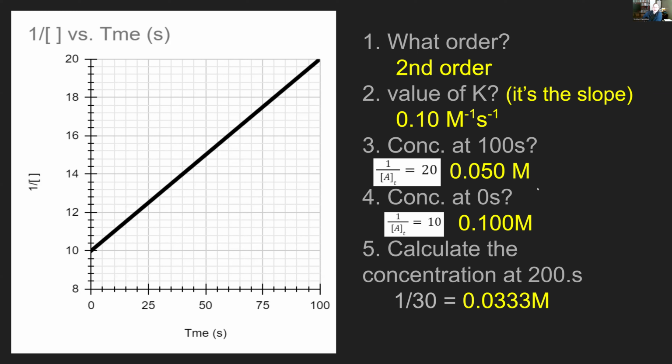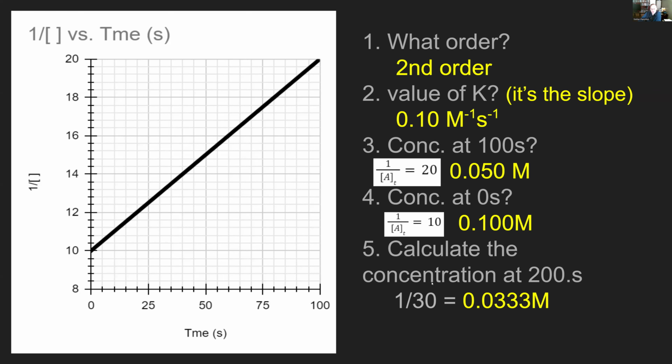The concentration at time 0, same thing. All I have to do is pull the number off the graph. It's 10. But what I need to do is take the inverse of that, and that's going to give me my 0.1 molarity. And then calculate the concentration at 200 seconds.